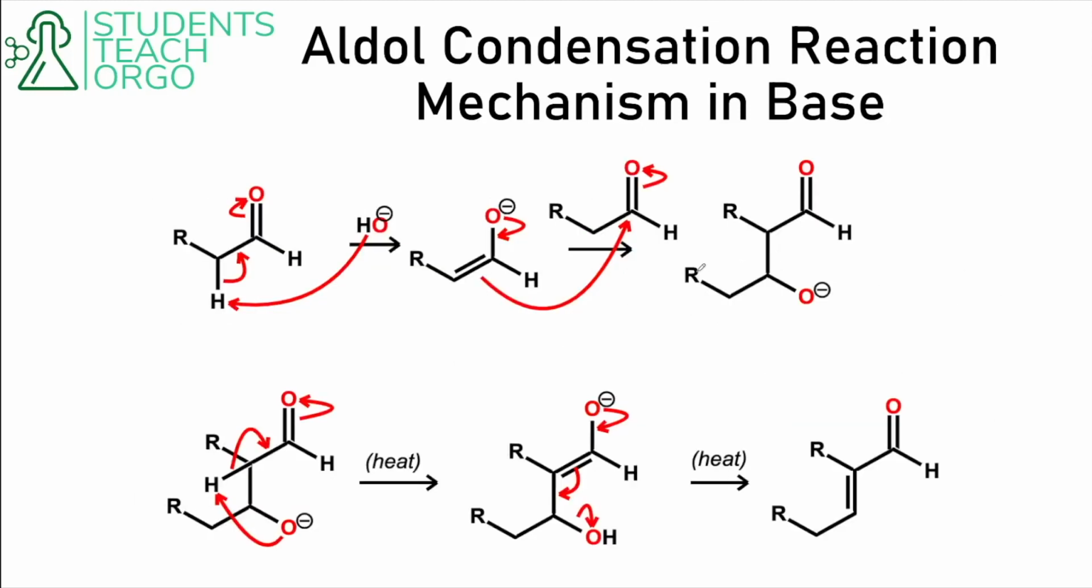I've redrawn this mechanism using Oscar just because I like the way Oscar looks, and I've done this from start to finish here so you can see it all at once. We start off by having our base attack the alpha hydrogen, making our enolate. I usually draw my enolate like this. Then you can see we're taking the negative charge, kicking it back down, and having this double bond attack the carbonyl carbon.